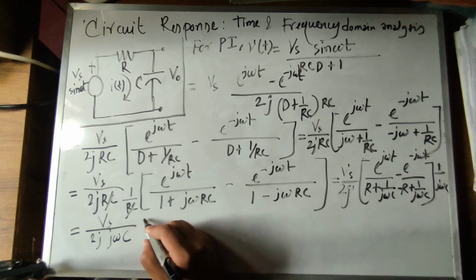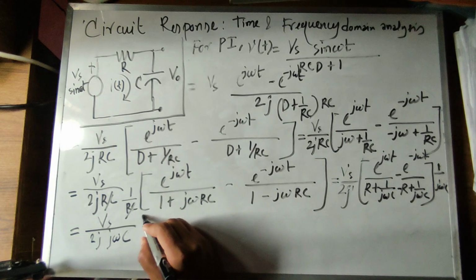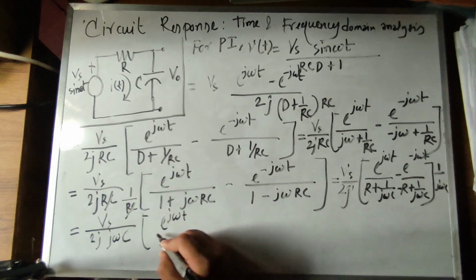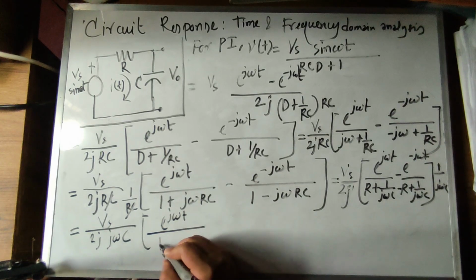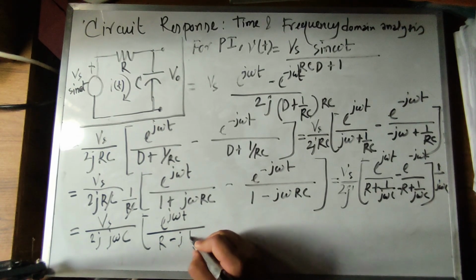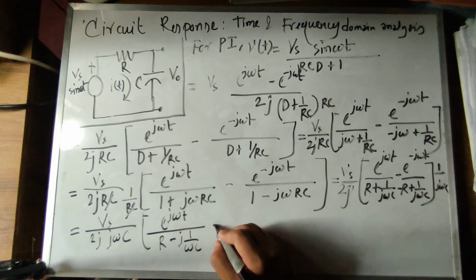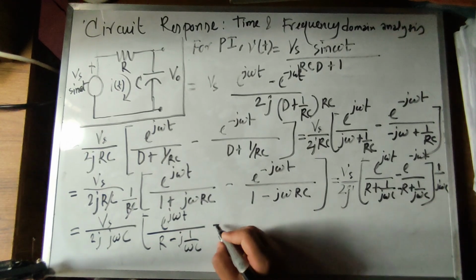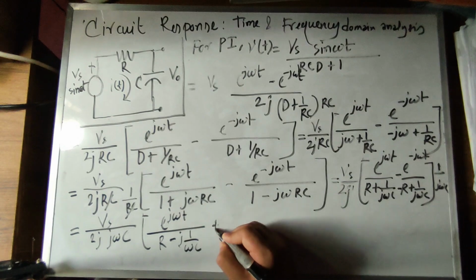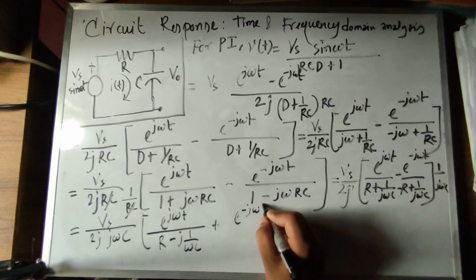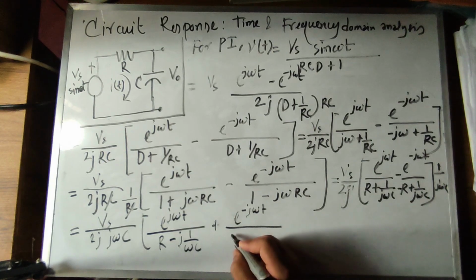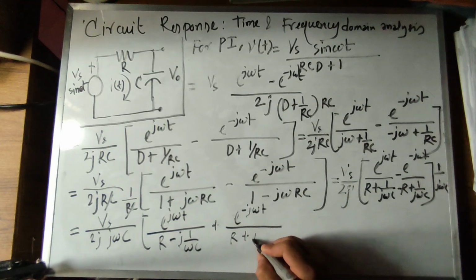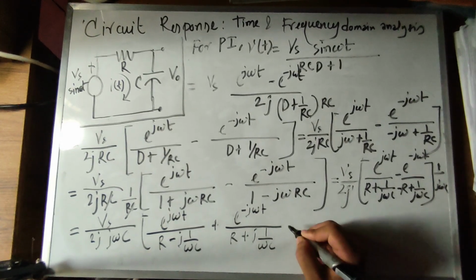So now it will give us e to the power j omega t by R minus j 1 by omega C, minus, okay, let me common out the minus, so it will be plus, and e to the power minus j omega t by R plus j 1 by omega C.